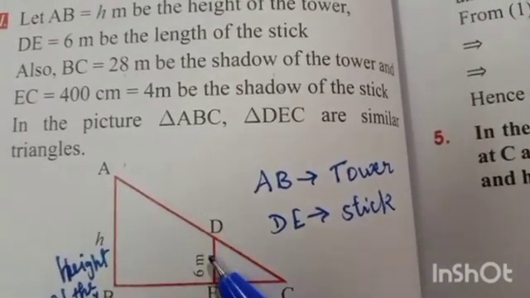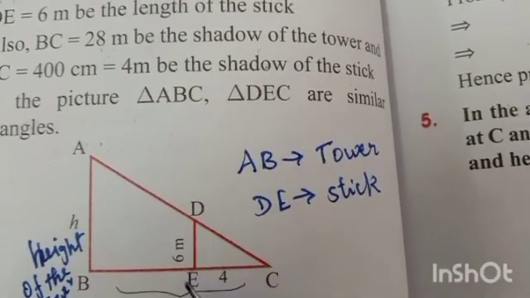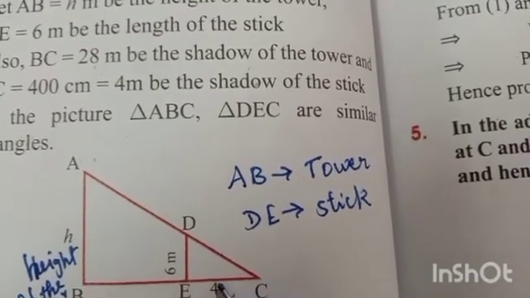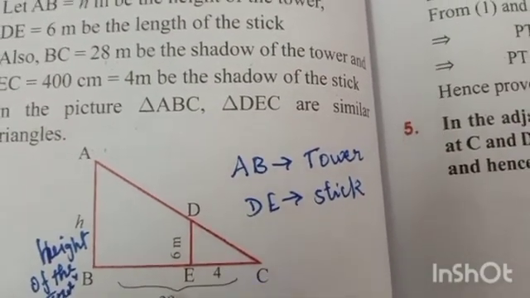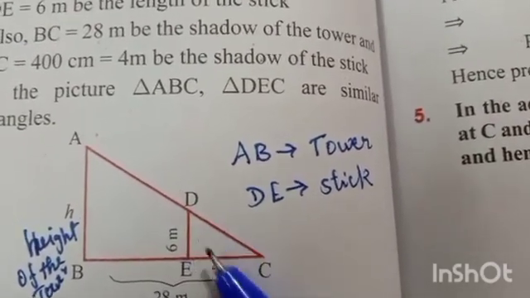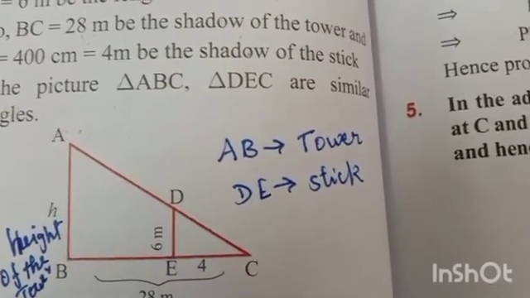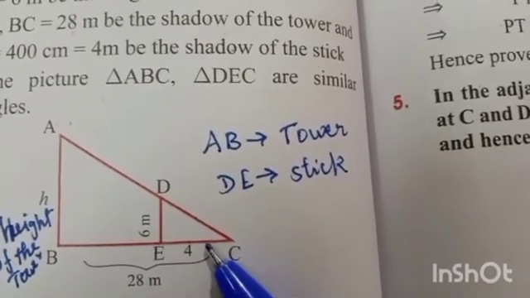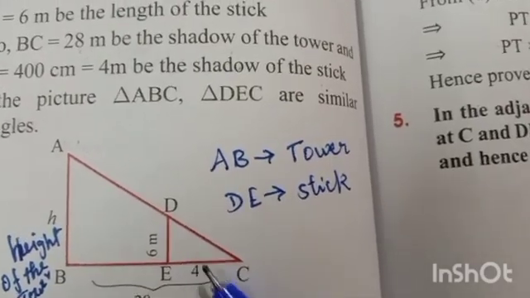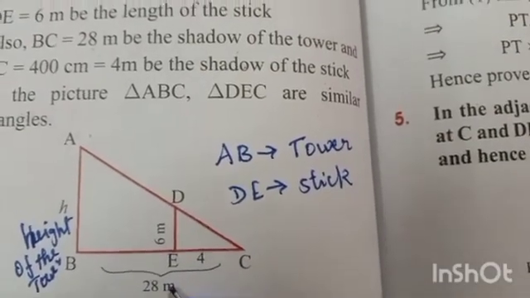Then also given is the shadow of the stick. This is the stick, and its shadow falls on the ground on this side. It is 400 centimeters, and 400 centimeters means 4 meters. Then the shadow of the tower is 28 meters. In this question, the shadow of the stick is 400 centimeters and the shadow of the tower is 28 meters. One is in centimeters, the other in meters, so you have to convert to the same unit. So the shadow of the stick is 4 meters and the shadow of the tower is 28 meters.